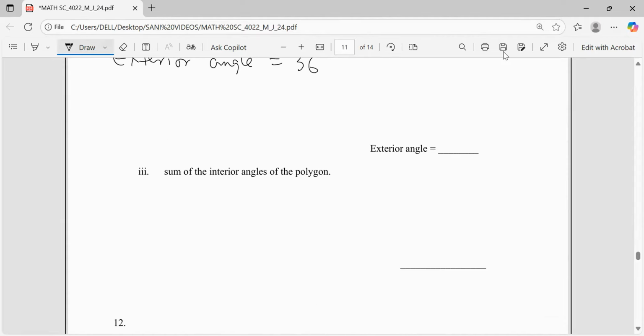Then the sum of the interior angles of a polygon. The formula for the sum of the interior angles of a polygon is given as sum of interior angles.